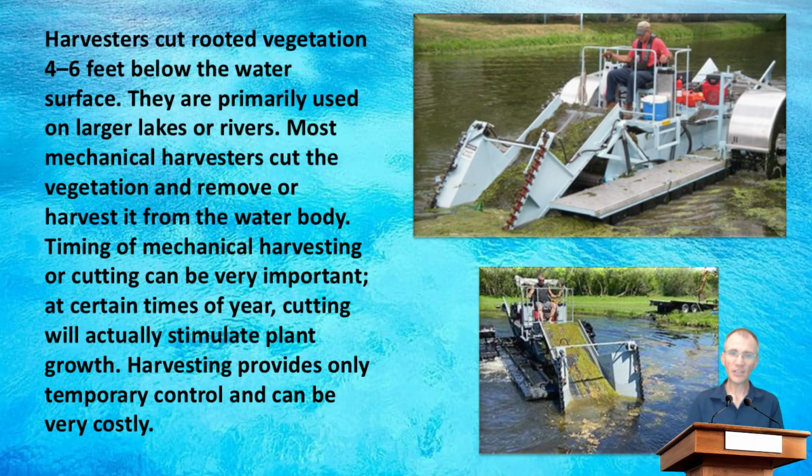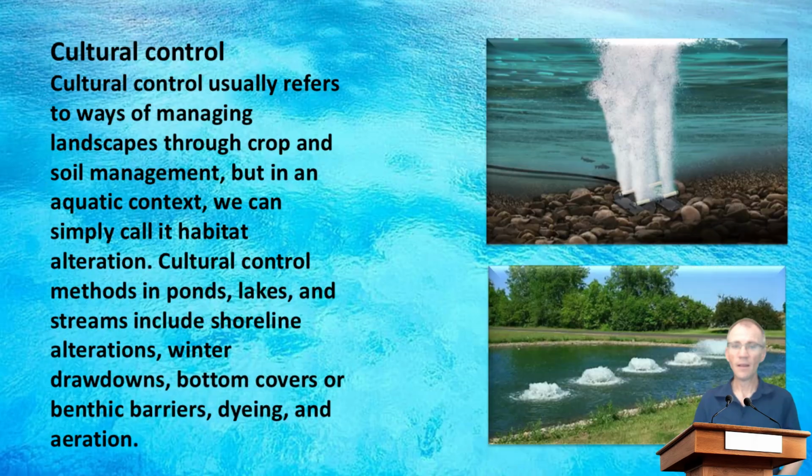Harvesters cut rooted vegetation 4 to 6 feet below the water surface. They are primarily used on larger lakes or rivers. Most mechanical harvesters cut the vegetation and remove or harvest it from the water body. Timing of mechanical harvesting or cutting can be very important. At certain times of the year, cutting will actually stimulate plant growth. Harvesting provides only temporary control and can be very costly.